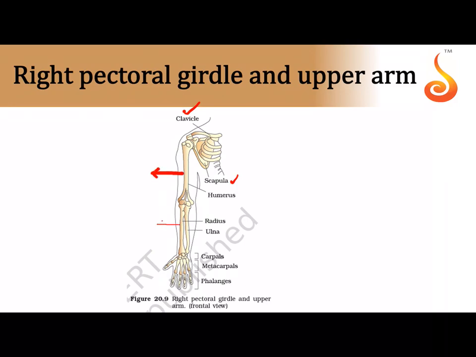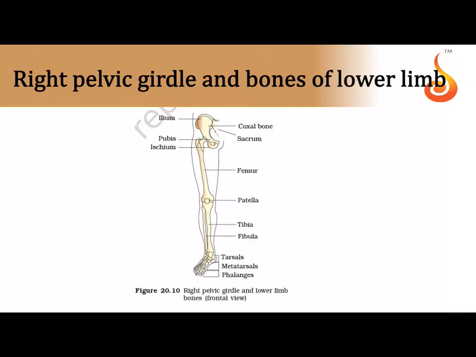And then you have the bones of your forearm. That is lateral. Remember, the side which is away from the middle of your body, or the midline of your body, is the lateral, and this is the medial because this is closer to the midline of your body. So the lateral bone of the forearm is the radius, and the medial bone is the ulna. And then you have the bones of your wrist, which are called carpals, the bones of your palm called metacarpals, and the bones of your fingers called phalanges.